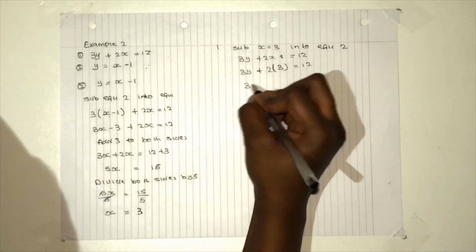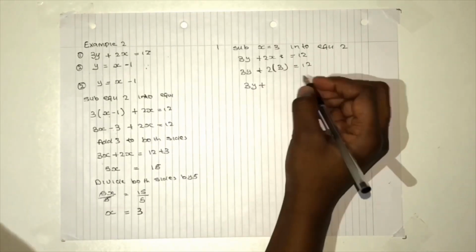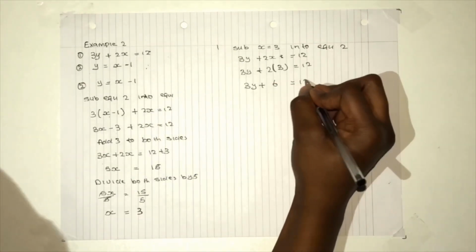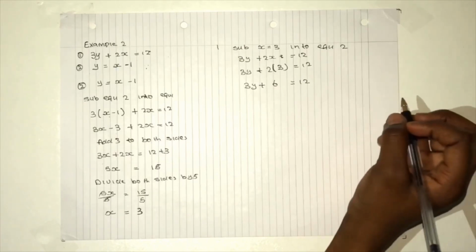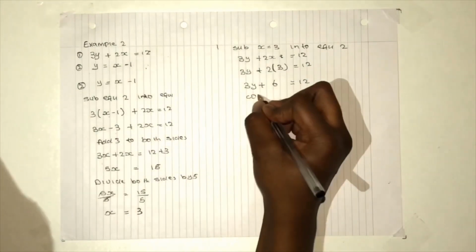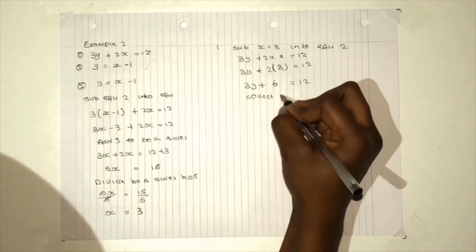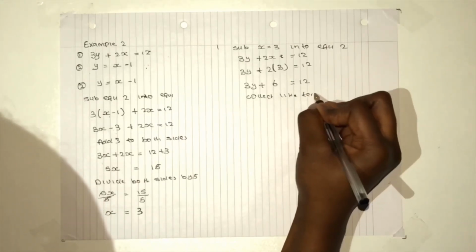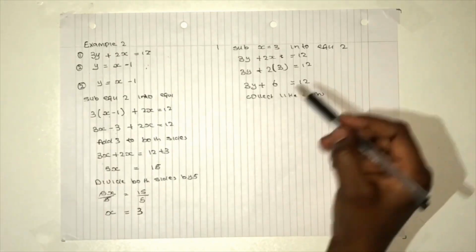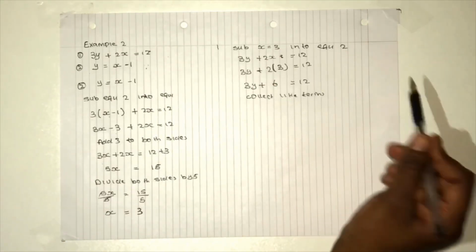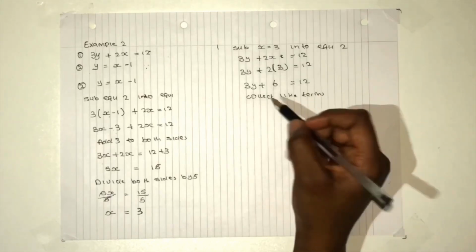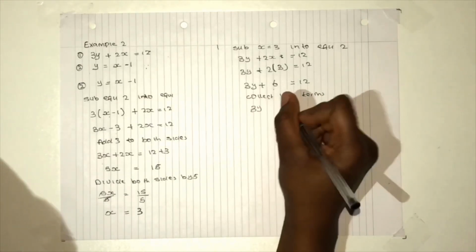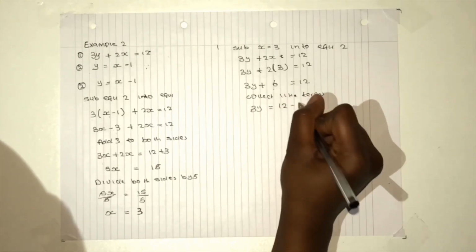We know that 3y plus 3 times 2 is 6. So 3y plus 6 equals 12. Like I said before, collect like terms. So therefore, plus 6 needs to go to the other side. But in order to do that, I need to take away 6 from both sides. So I would have 3y equals 12, take away 6.